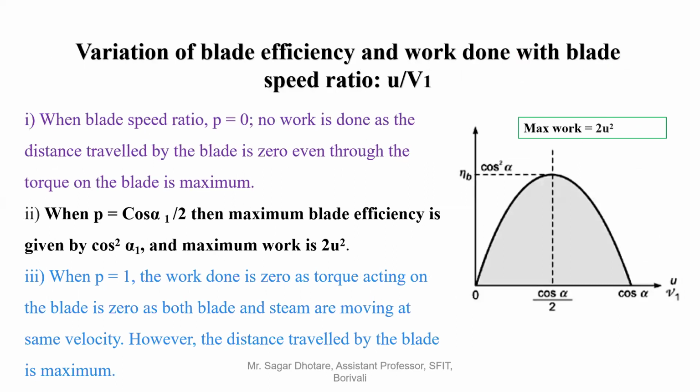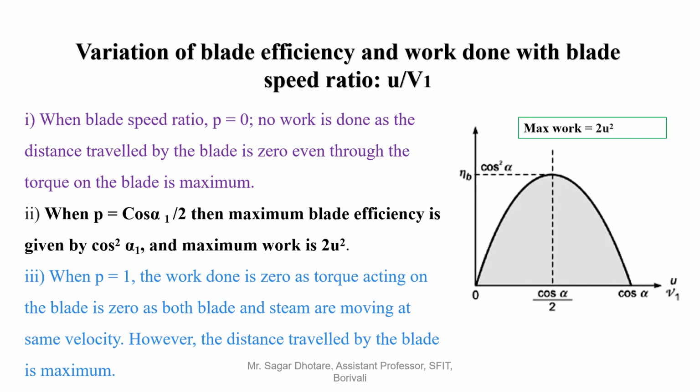Now, variation in blade efficiency and work done with the blade speed ratio, that is U divided by V1. The maximum work done is 2U square. When the blade speed is initially 0, that is rho is equal to 0, no work is done as the distance traveled by the blade is 0. However, the torque on the blade is maximum. When rho is equal to cos alpha 1 divided by 2, then the maximum blade efficiency is given by cos square alpha 1 and the maximum work done is 2U square.